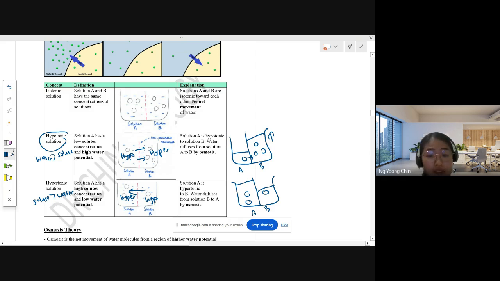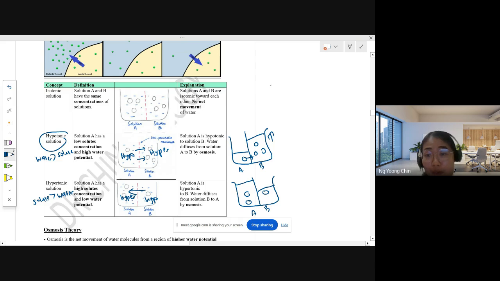So when you write about the answer, first you should identify which solution is hypotonic and which solution is hypertonic. Remember that hypotonic is water more than solute. Hypertonic is solute more than water. Then water will always move from hypotonic to hypertonic. This is a golden rule in osmosis, okay?